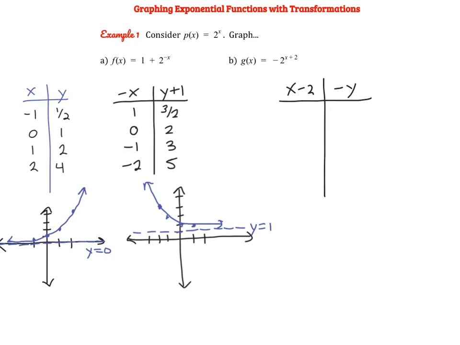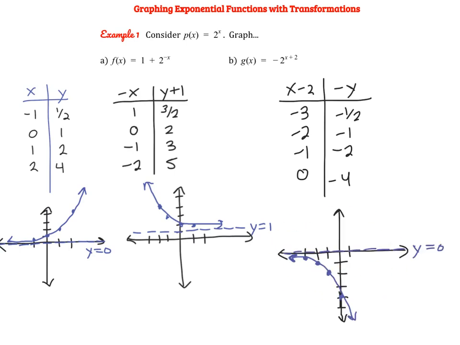for our vertical reflection. So again, I'm going based off of my parent function coordinates here. So this gives me x values of -3, -2, -1, 0, and then y values of -1/2, -1, -2, -4. And let's sketch a graph of that below.